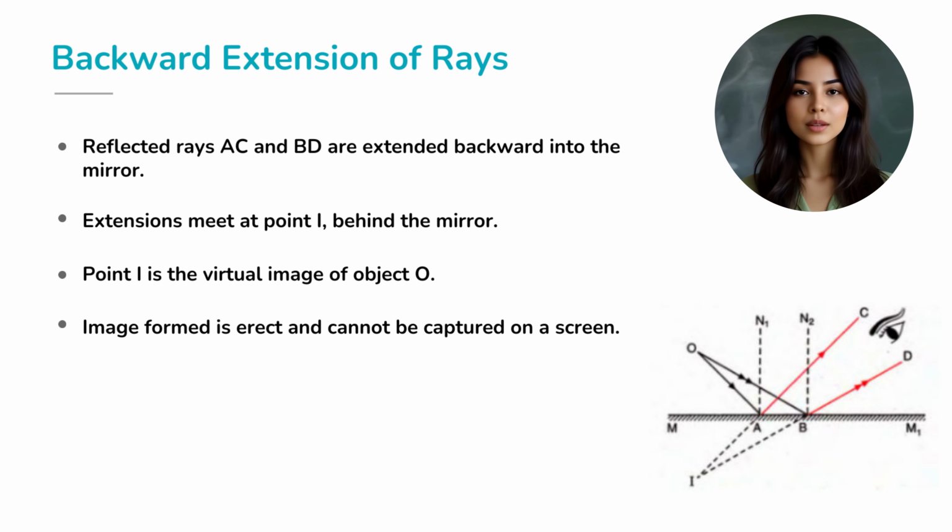But remember, those rays don't physically converge there. It's just an optical illusion cooked up by geometry. That's why the image is called virtual. So, if you ever wondered why you can't catch your bathroom reflection on a screen, it's because the rays never actually meet behind the mirror. The image is virtual, not real.